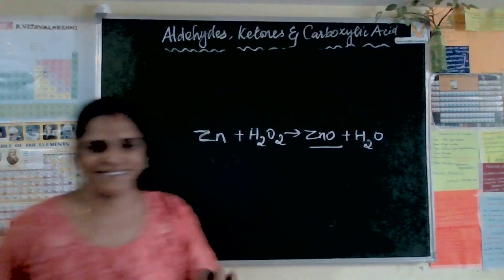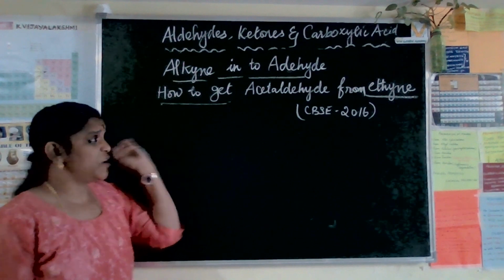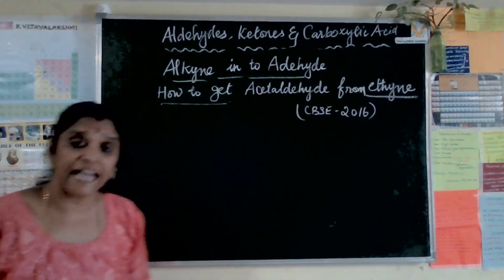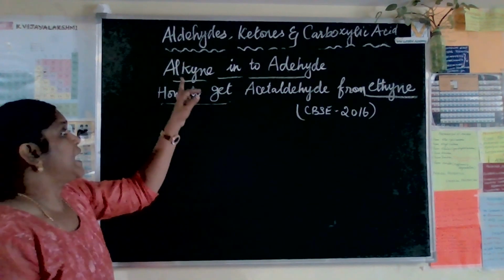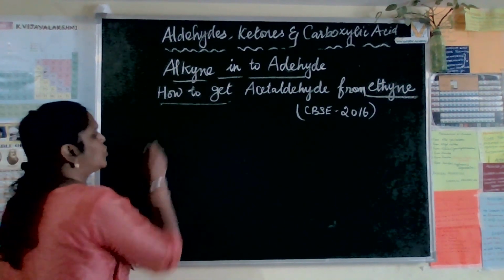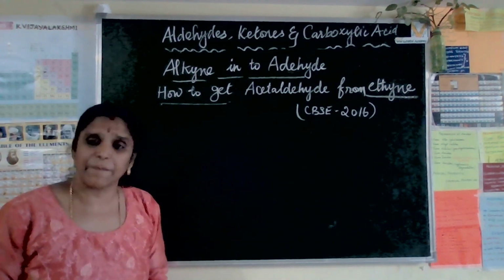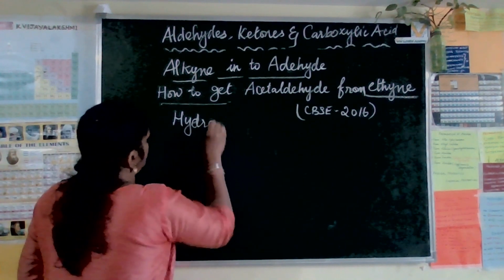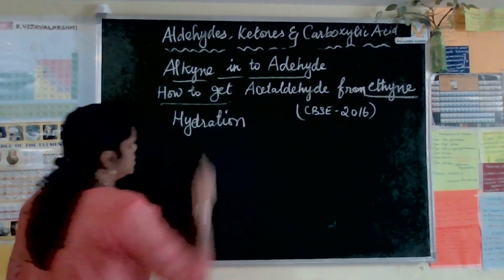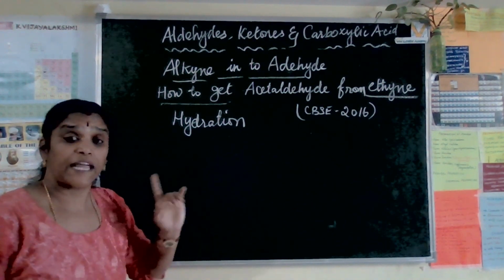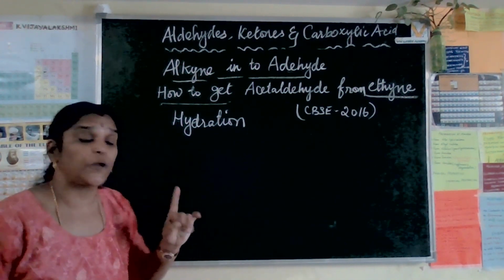Hope you're clear. The next, one more important question: how to get acetaldehyde from ethyne? That is a concept, alkyne into aldehyde. Alkyne, ethyne, what process, what method are we using? Hydration process only. Hydration process means we are adding water along with dilute H2SO4 in the presence of mercuric sulfate.